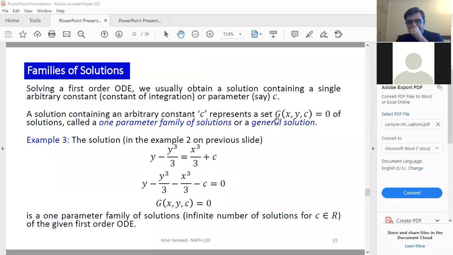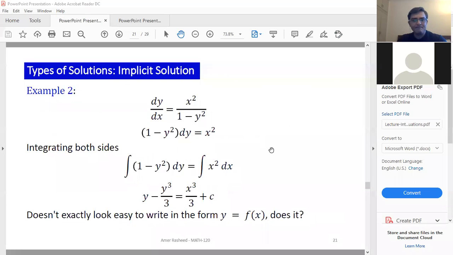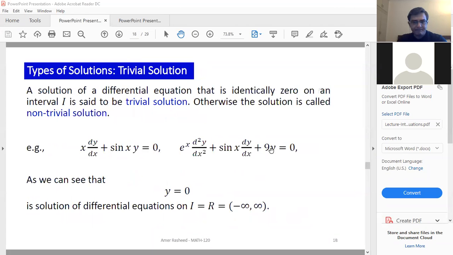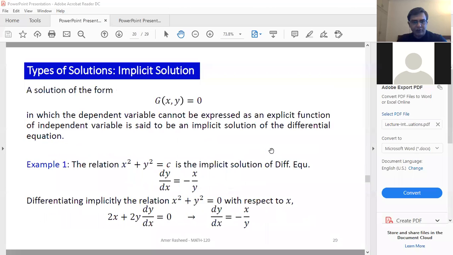Next, families of solutions. You can see on the previous slides here, particularly not this one, this one.